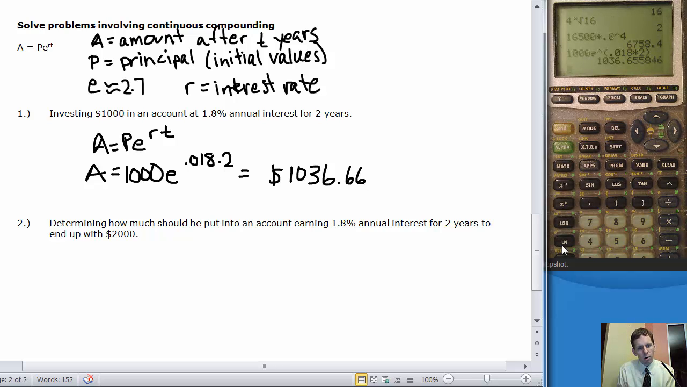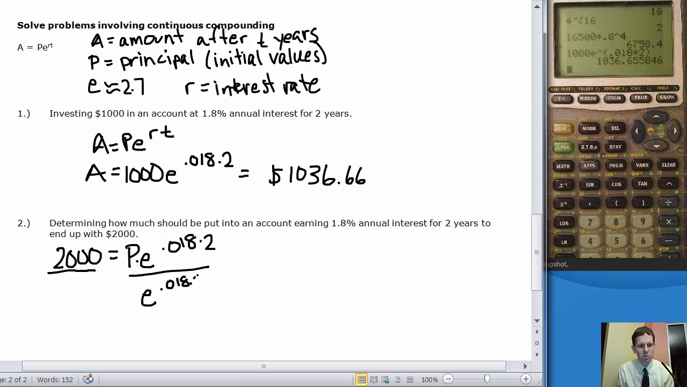Great. Now, how much should we end up putting in an account that earns 1.8% interest for 2 years if we want to end up with $2,000? Well, here's a case where my amount after 2 years needs to be $2,000. That's my A value this time. I don't know how much money I'm going to start with, but I'm using the same interest rate and time as I did last time. What we want to do is we want to solve this equation for P. So the easy thing to do here is just divide out everything that P is being multiplied by, which is e to the 0.018 times 2 power.